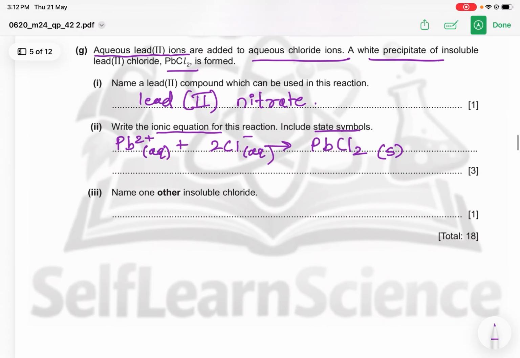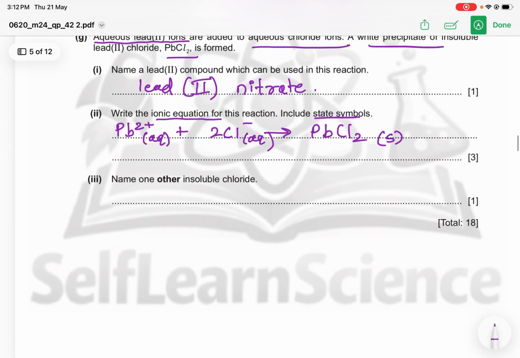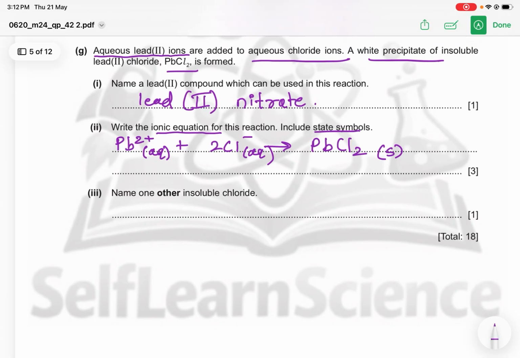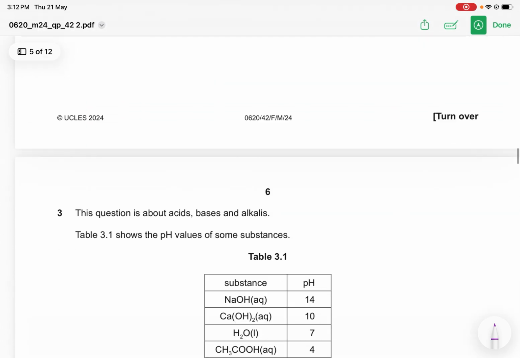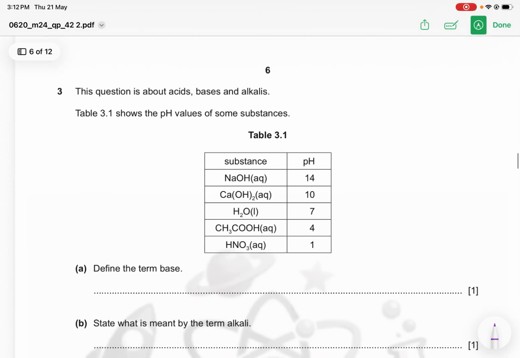Next, name one other insoluble chloride. As I told you, you will have to remember the solubilities. So we have silver chloride. Silver halides are insoluble, whether it is silver chloride, silver bromide, or silver iodide. So we complete question 2 here.